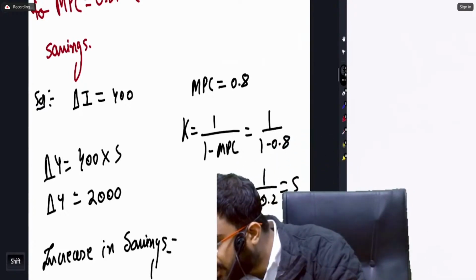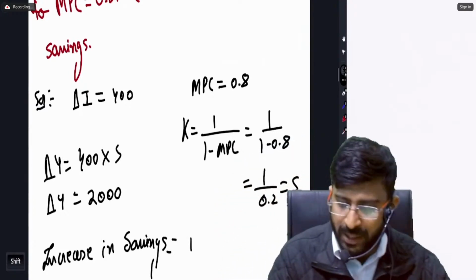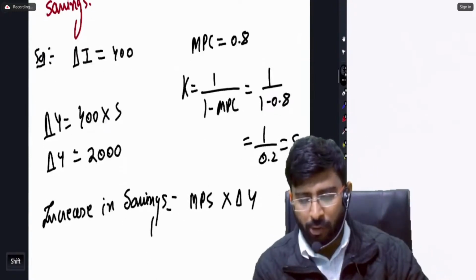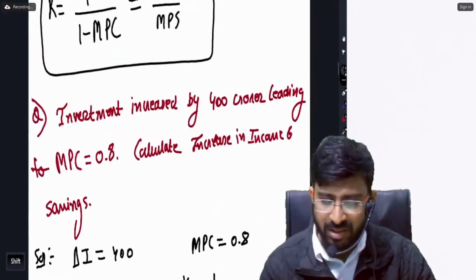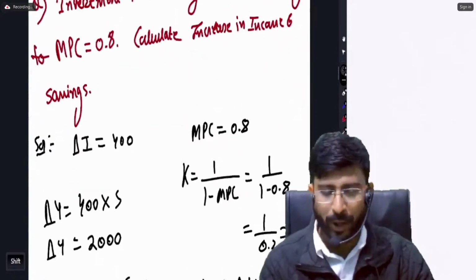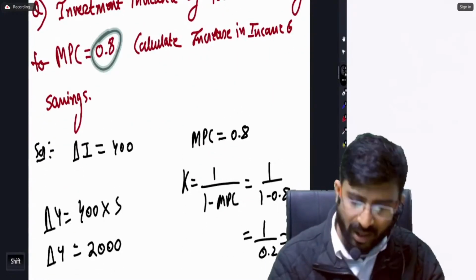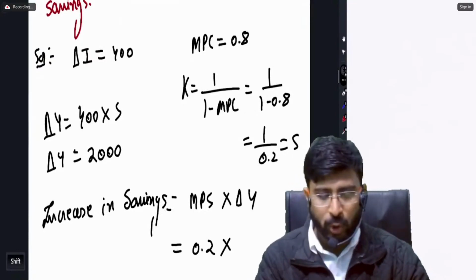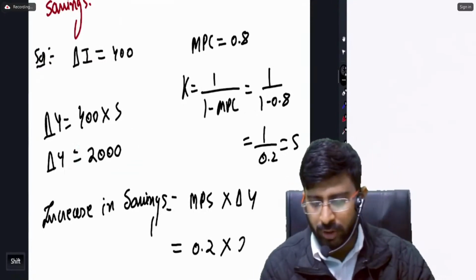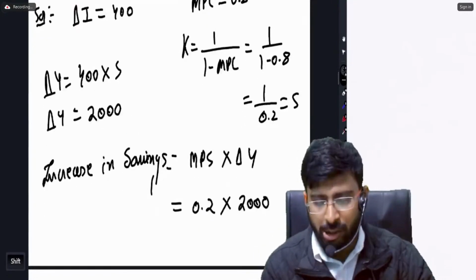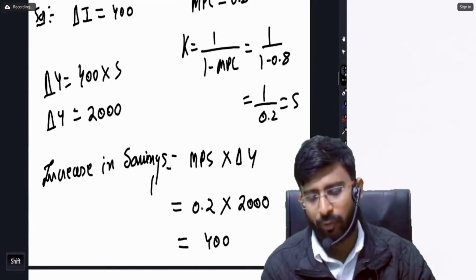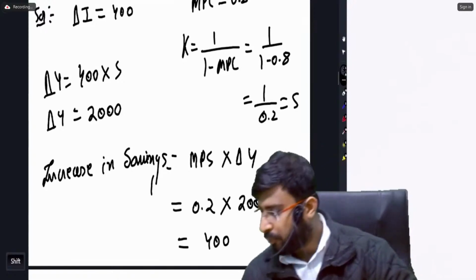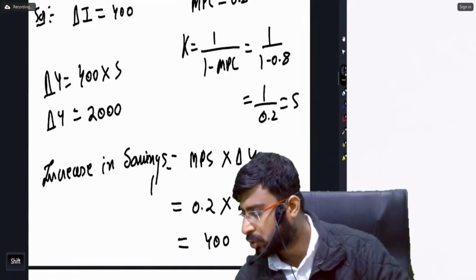but MPS into delta Y. What is MPS? MPS is the extra savings. That is 0.2. Of course, if MPC is 0.8, MPS is going to be 0.2. Into how much has income increased by? 2000, because you save from income only. So out of 2000, we are saving. Additional savings is generated. Hopefully, everybody, it's crystal clear so far.